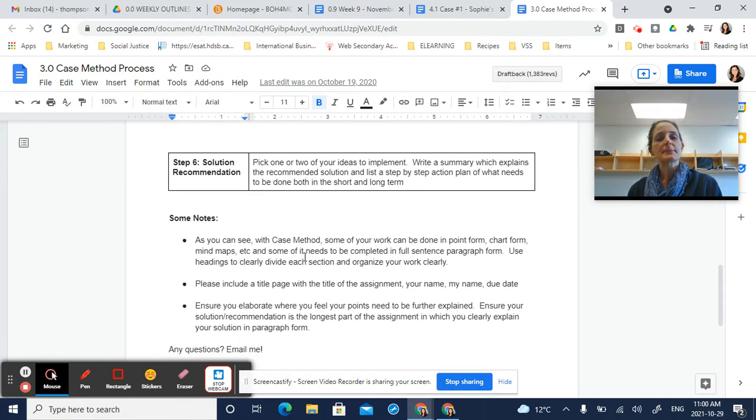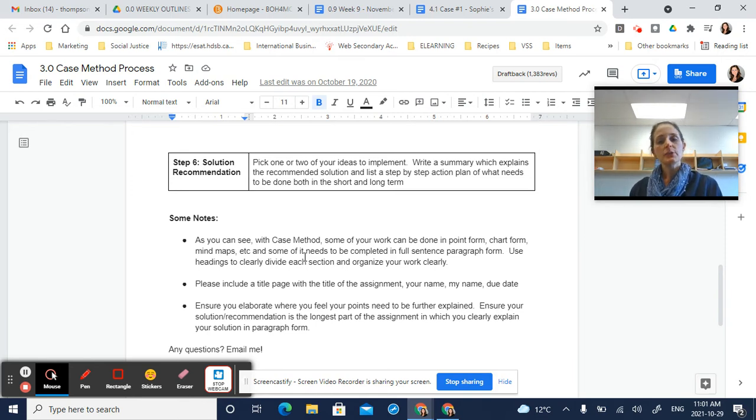And then finally, in step 6, you're going to make your recommended solution. So in this case, you're going to pick 1 or 2. And I often have students ask, can I blend ideas? We would recommend yes, but only a maximum of 2 solutions. And you're going to write a summary and a recommended solution, including a step-by-step action plan as to what needs to be done. Okay, so in this section, you definitely want this to be detailed. You want me to be able to read it and really understand how you're going to implement this solution and why you believe this solution is going to solve the problem.